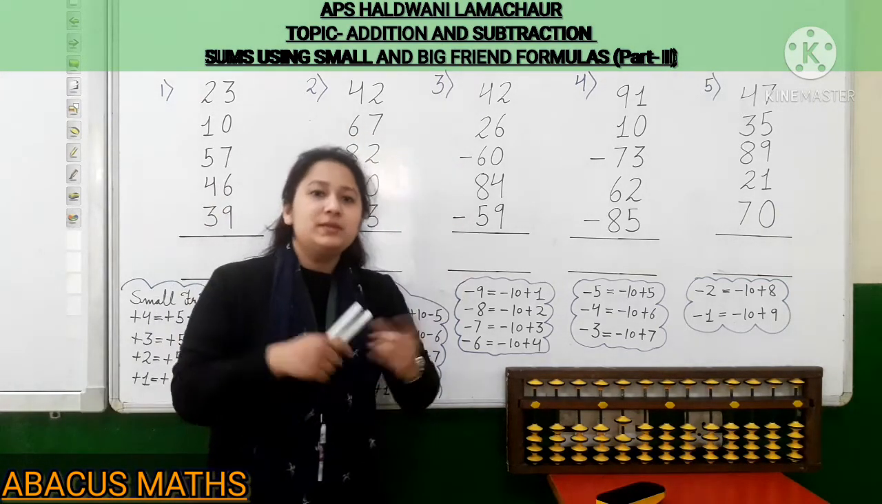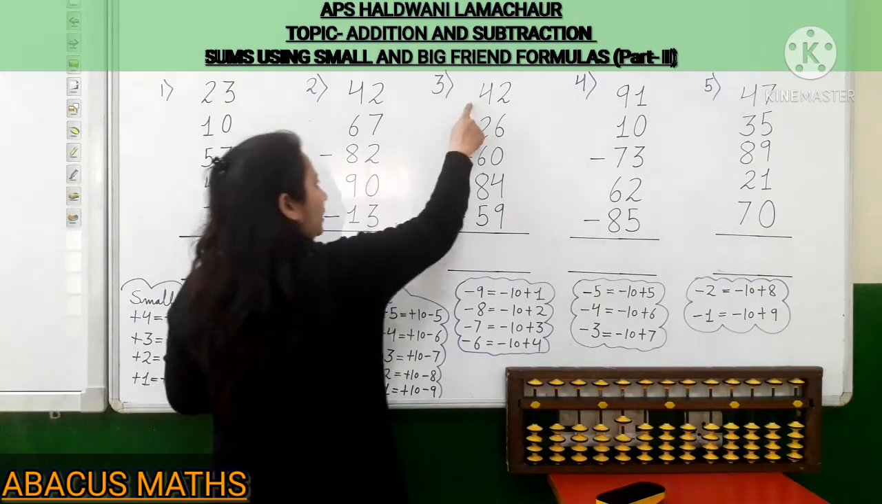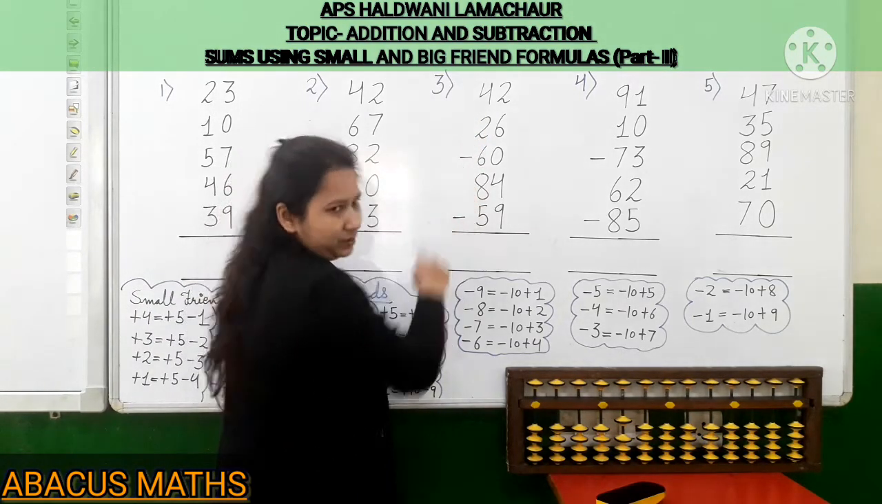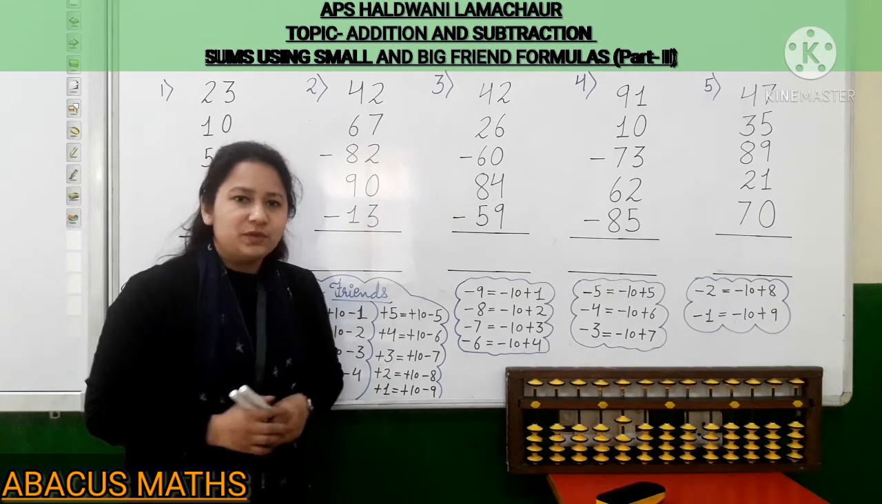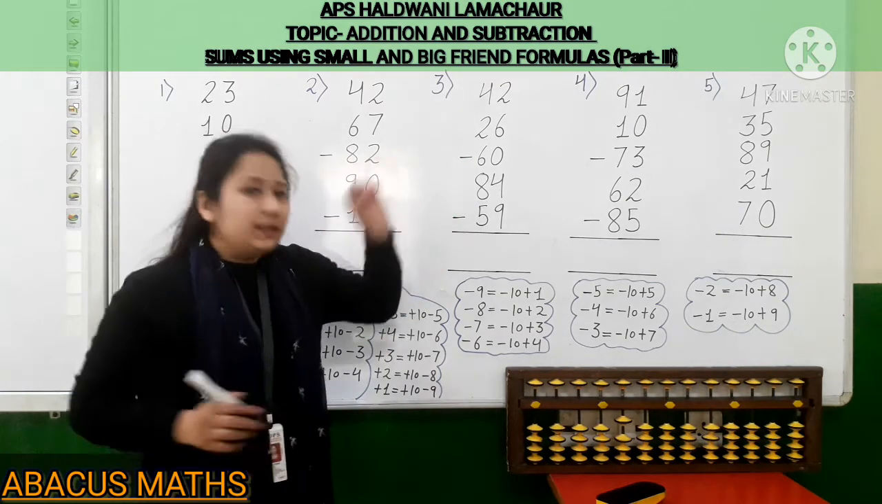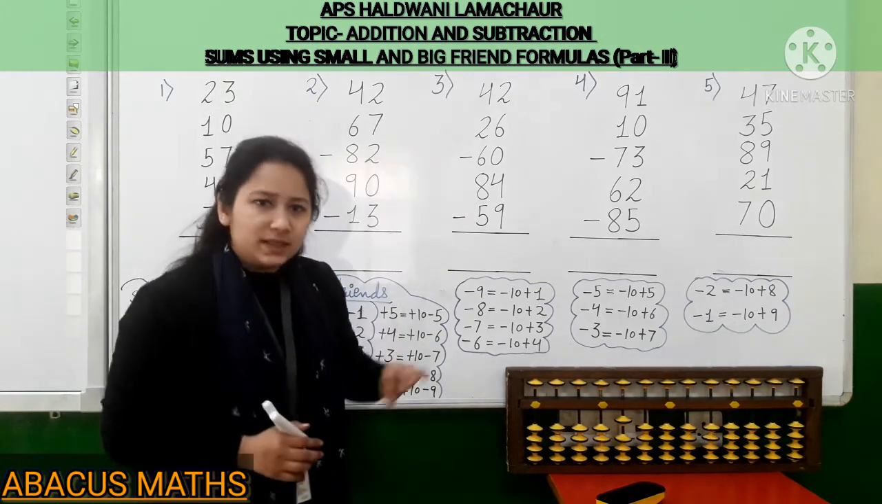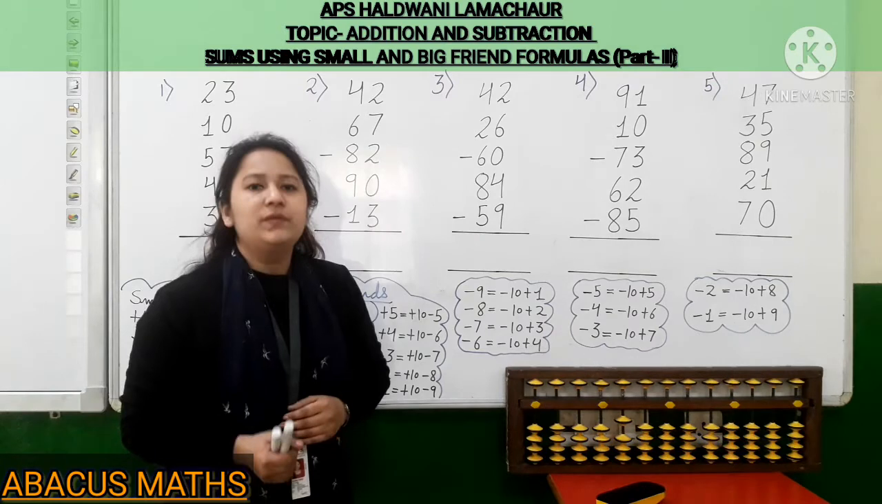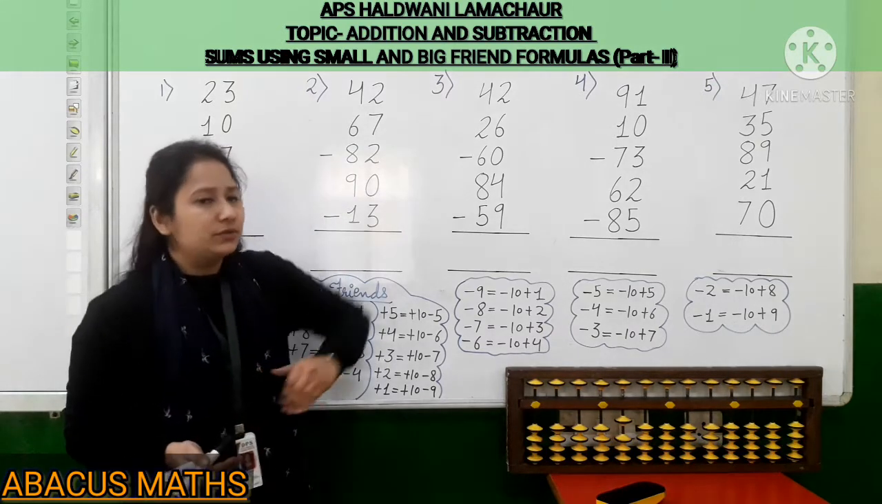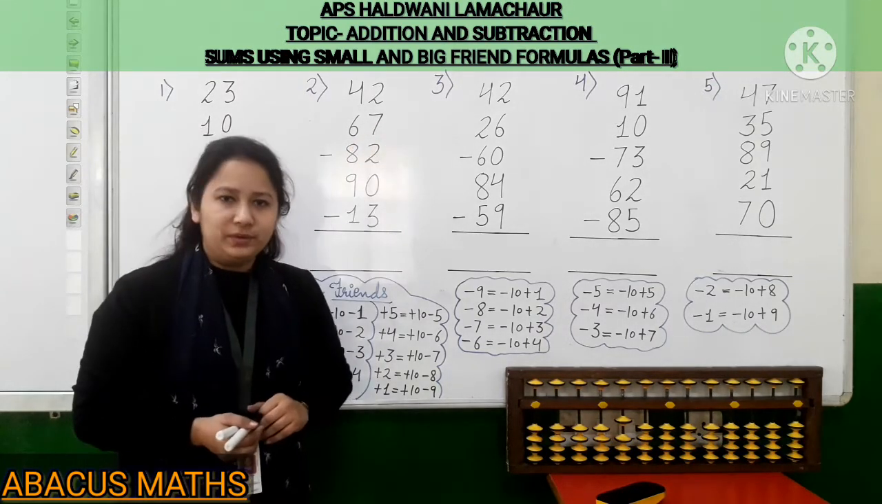Your previous sums were also of 1, 2, 3, 4, 5 rows. In our previous video, we have done the sums which are 5 row sums. In this video also, we are taking 5 row sums only. Means today we will do some more sums related to the previous topic only.